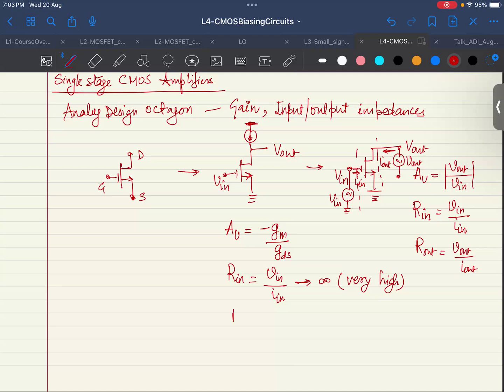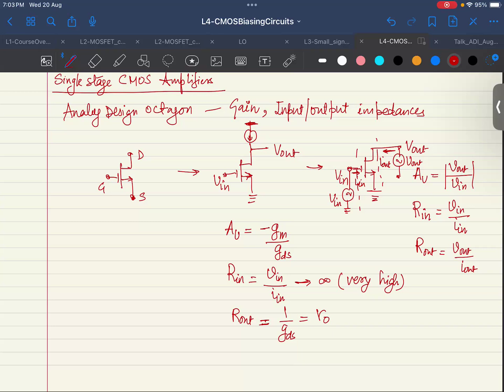Now, what is the output impedance? This is also straightforward because it's an open circuit configuration of the constant current source load. The current is going to flow directly through here. When we calculate the output impedance, obviously our input is shorted, because we only apply one excitation at a time. So your input is shorted, and then when you look in, this comes out to be 1 by gds, or r naught.